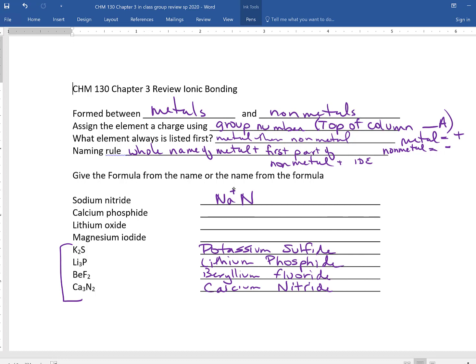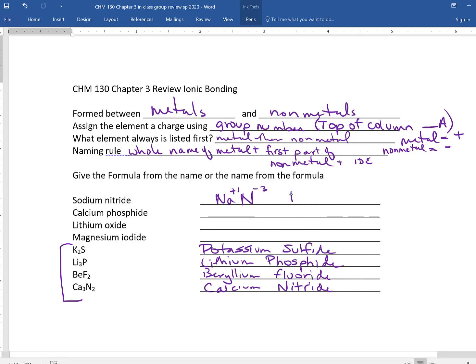Nitrogen is going to be a -3. So we have a +1 and a -3. The ratio that they exist in will allow the positive and negative charges to balance. So to figure that out, you just take the charges and you do what? Swap them. The charge on the metal tells you the number of nonmetals. The charge on the nonmetal tells you the number of metal atoms.